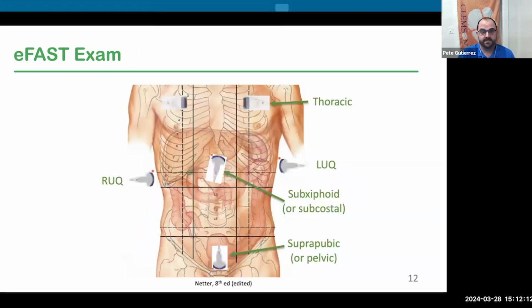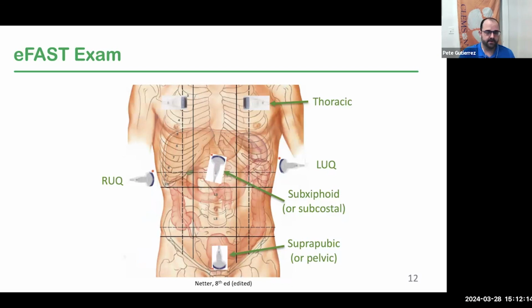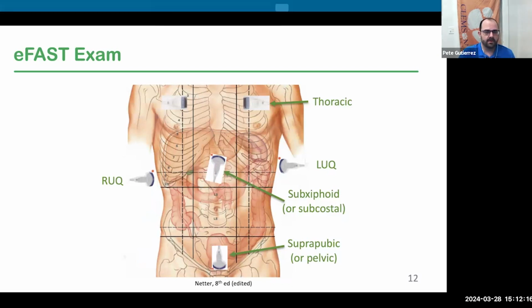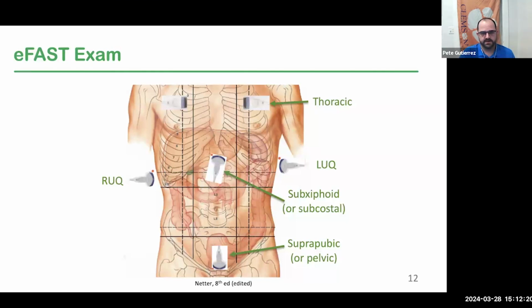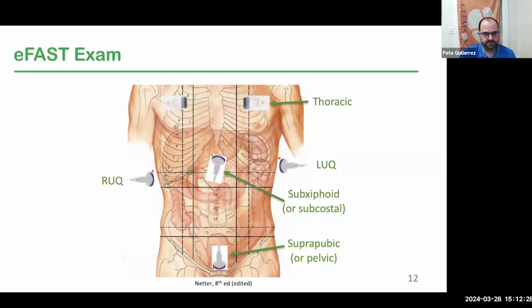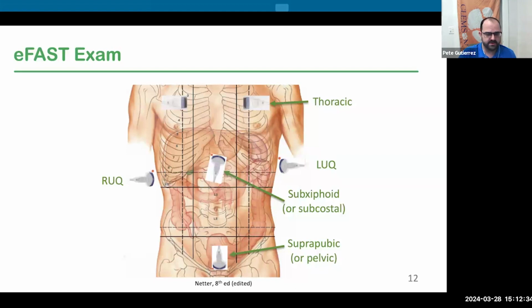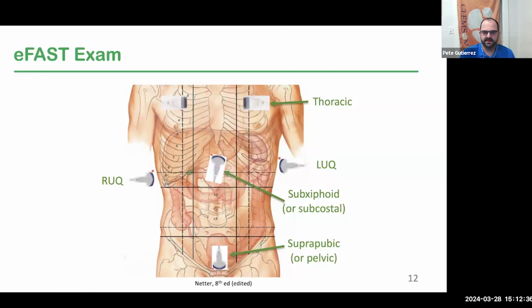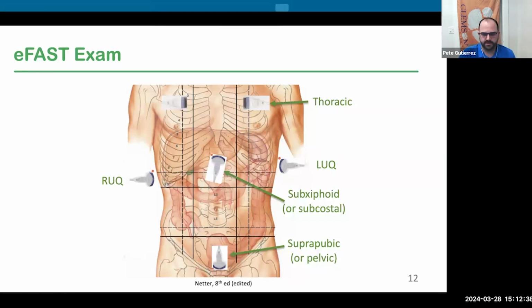And this is the basic EFAST exam. So we have used the right upper quadrant, the left upper quadrant, and the suprapubic area for free fluid in the abdomen, the subxiphoid or the subcostal view for looking for fluid around the heart, and then the two thoracic views. It doesn't matter in particular what order you do these in, just do them consistently the same way so that you don't miss anything.